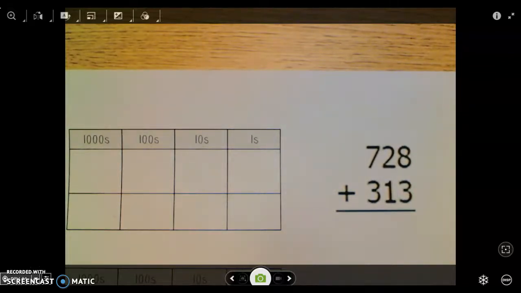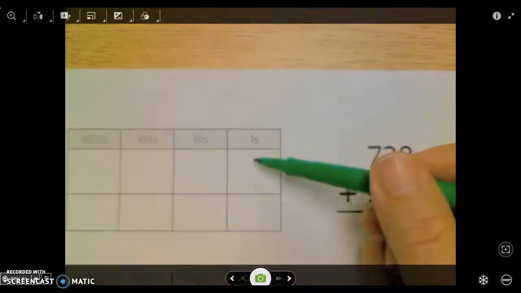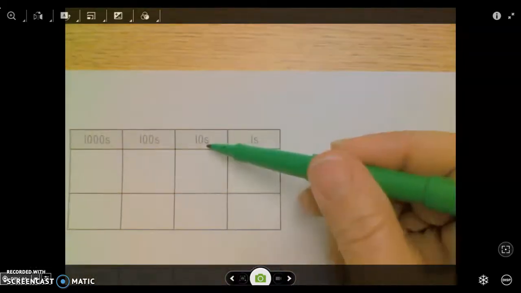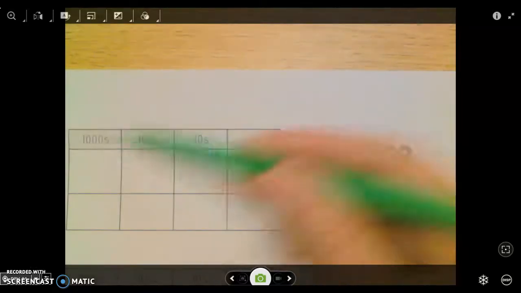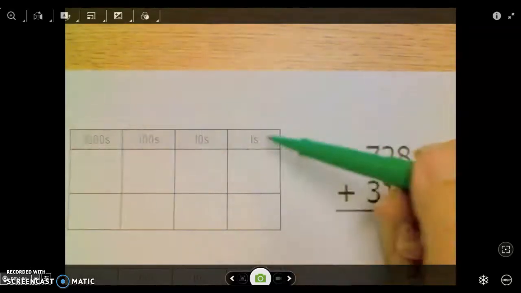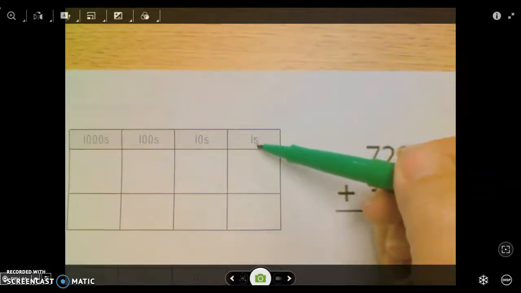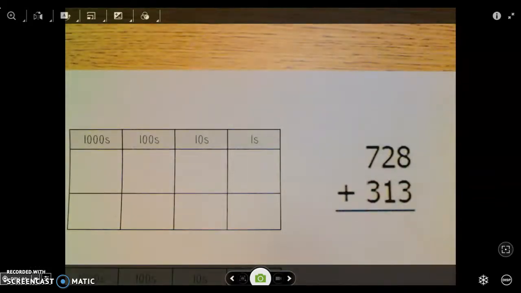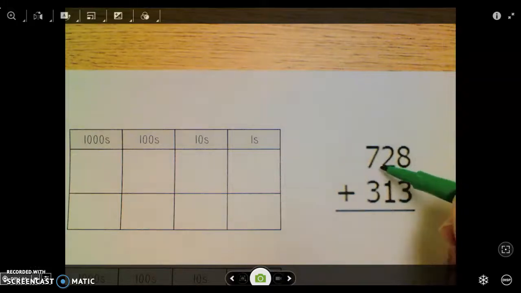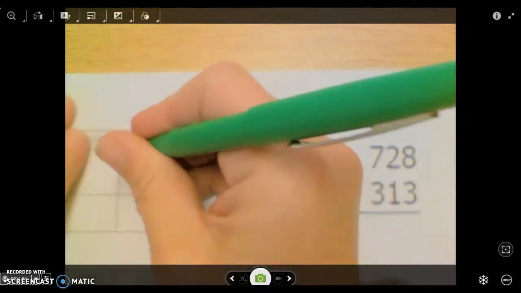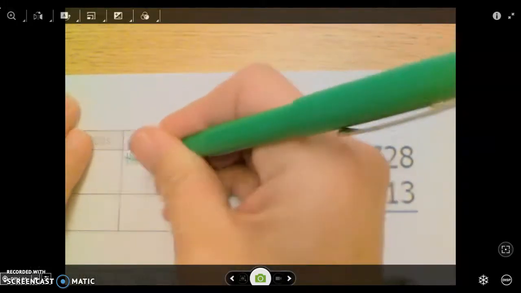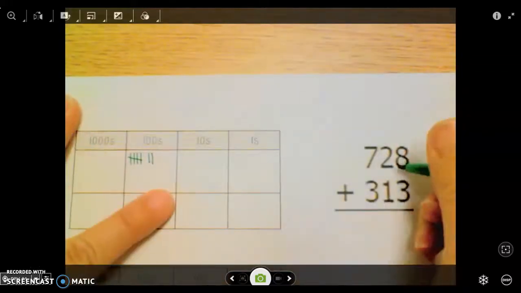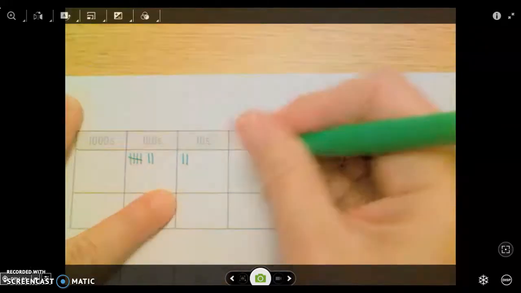So first, let's look at this number, 728 plus 313. I'm going to place my first number in the place value chart. If you notice the place value chart I have labeled as ones, tens, hundreds, thousands. You could write the words on top. I did a little shortcut by just writing a 1 with an S, a 10 with an S. Okay, so first I have 728, so I'm going to write 700, 2 tens, 20, and then 8 ones.